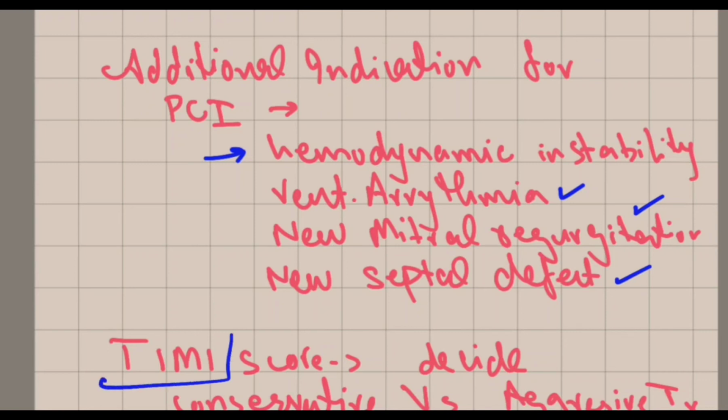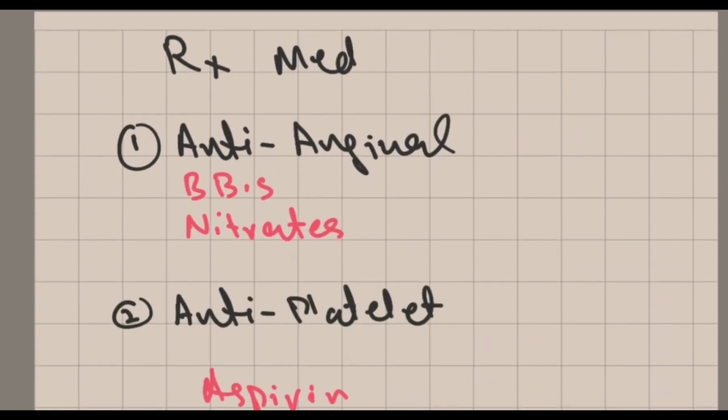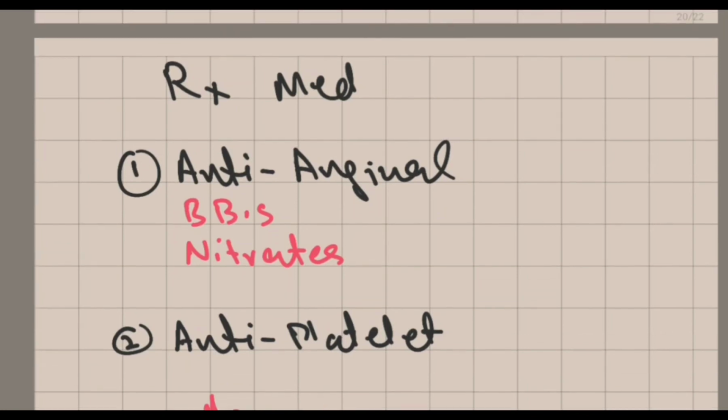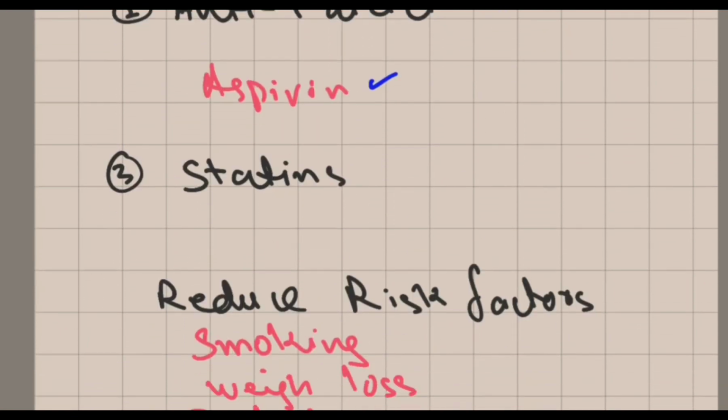The TIMI score is used to decide whether we will go for conservative therapy or aggressive therapy. When the patient is discharged from the hospital, we should give him some drugs as a prescription, which includes anti-anginal drugs to reduce the pain, such as beta blockers and nitrates, and in antiplatelet therapy, we will give him aspirin.